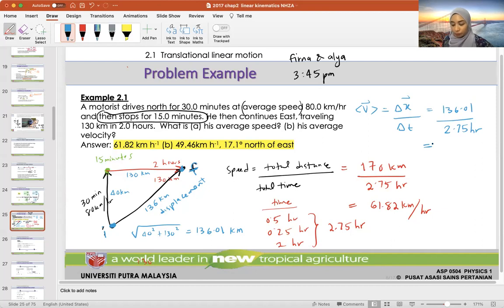136.01 divided by 2.75. So we will get 49.46.